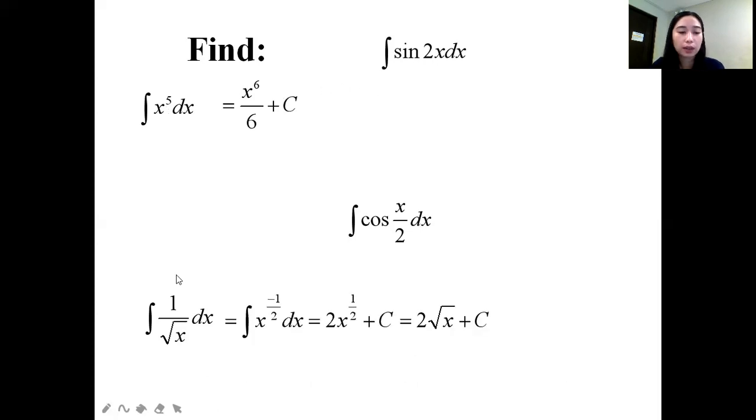So, another example, integral of 1 over square root of x dx. So, square root of x kay x to the 1/2 man. So, 1 over x to the 1/2, or we can rewrite it as integral of x to the negative 1/2 dx. Okay? So, balikan na nato to ang general power formula. So, kx^n plus 1 over n plus 1.